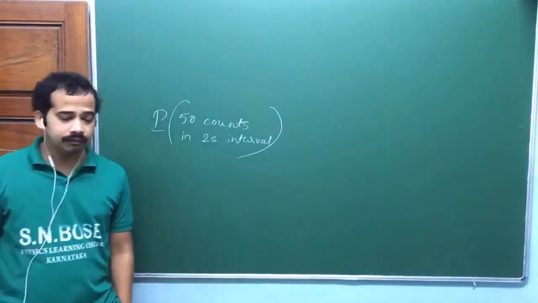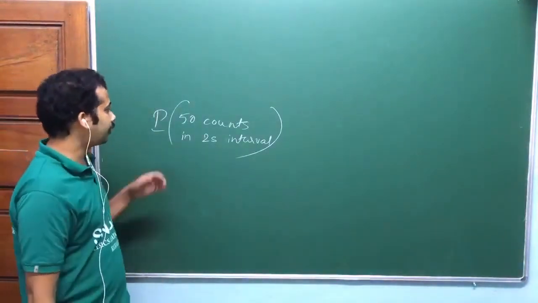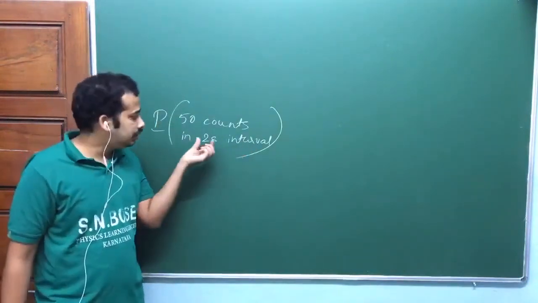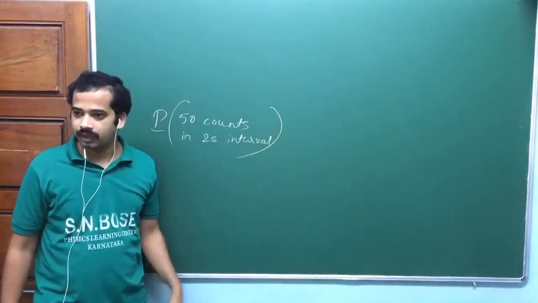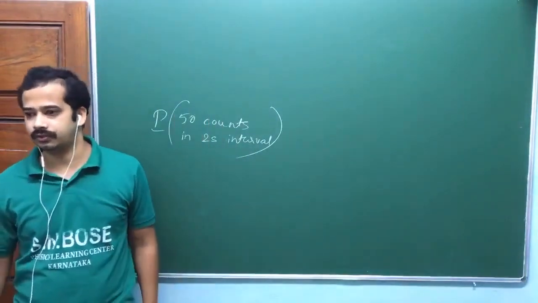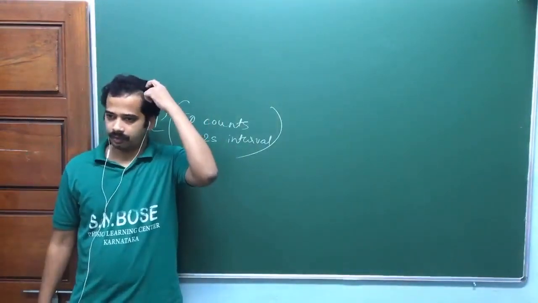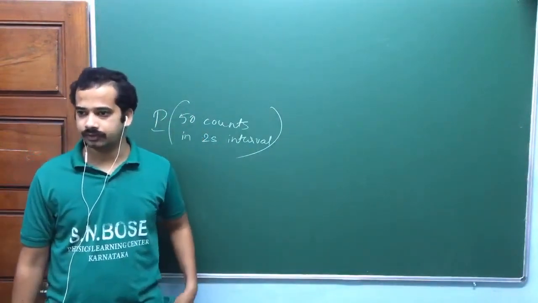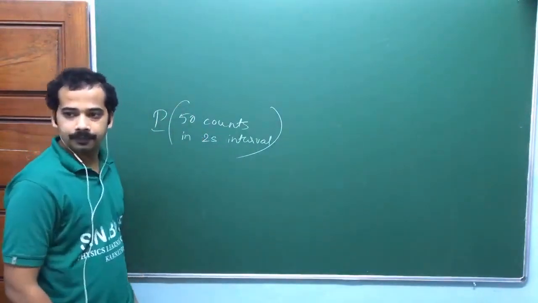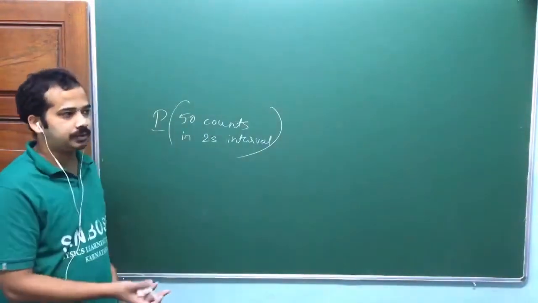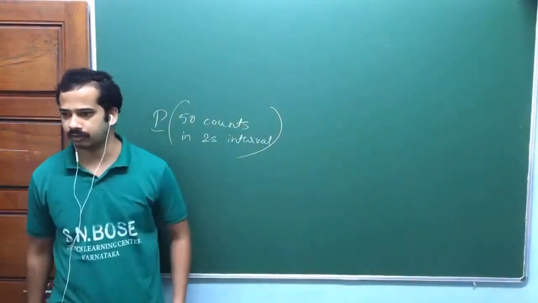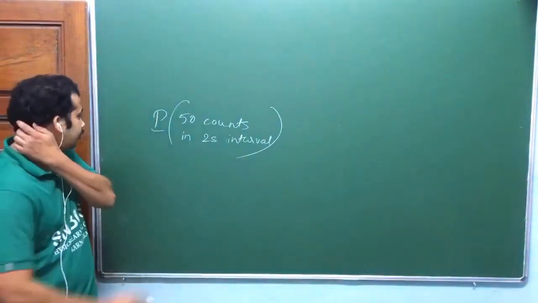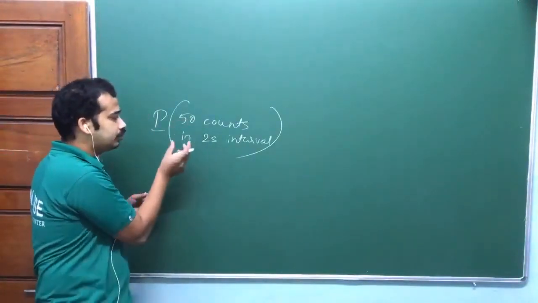So again, we are asking what is the probability of getting some particular number of counts in one time interval. That probability will be very small actually, and it will be constant also. So the question is, you have a radioactive substance, and suppose you have some scintillation counter or something, and you are observing the counts. What is the probability of getting 50 counts in a 2-second interval?